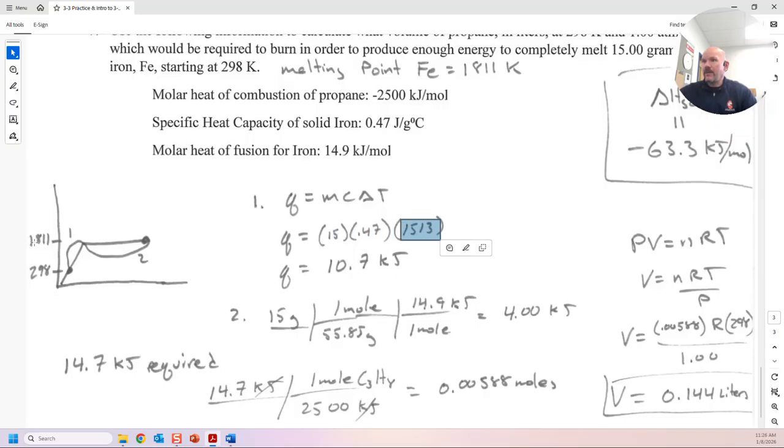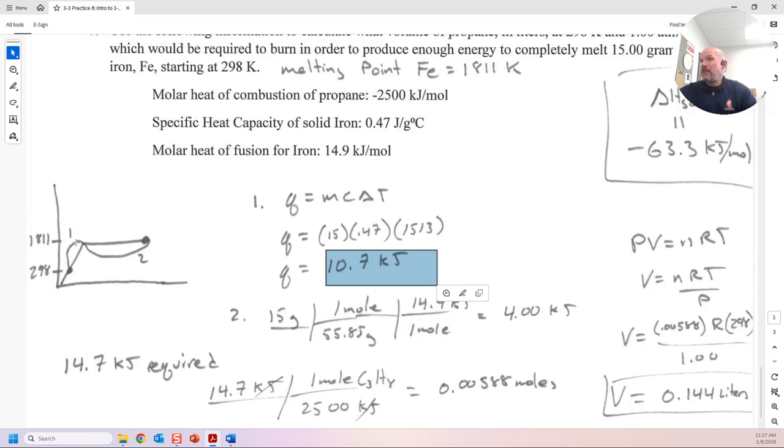It was 1,811 minus 298, right? That's our delta T. So we multiply it. Now, I skipped straight to kilojoules. Understand that when I multiply it by this 0.47, my answer is going to be in joules. And then I did this times this times this, but then I divided by 1,000. So that's where the 10.7 kilojoules comes from. So to go from here to here, 10.7 kilojoules.